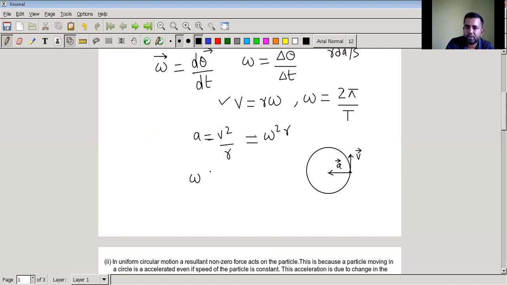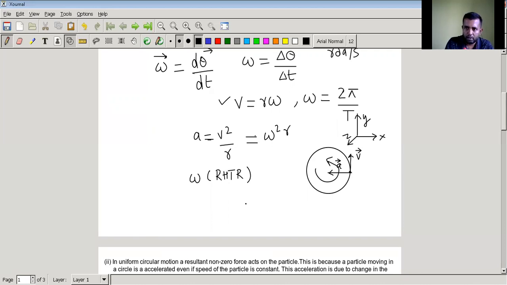Omega direction is determined by right hand thumb rule. So if the body is going in this direction, then you curl your hand along that direction, right? Thumb will indicate the direction of angular velocity. So in this case, the angular velocity is coming out. This is x, this is y, and coming out we can say is z. So z is the direction of angular velocity here, right?